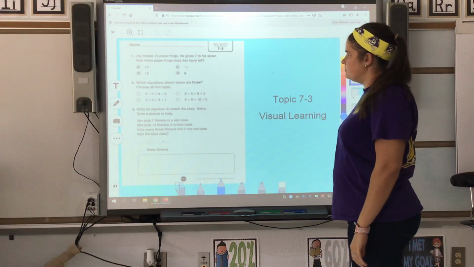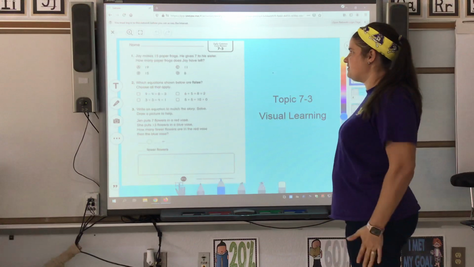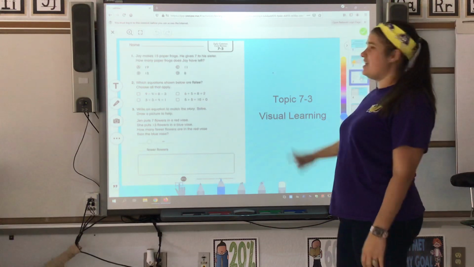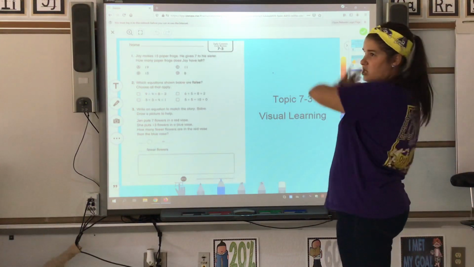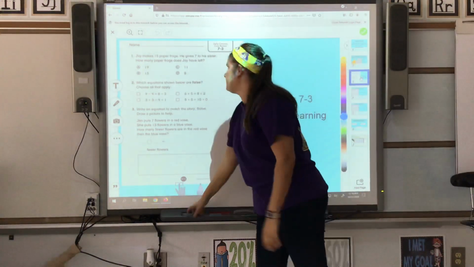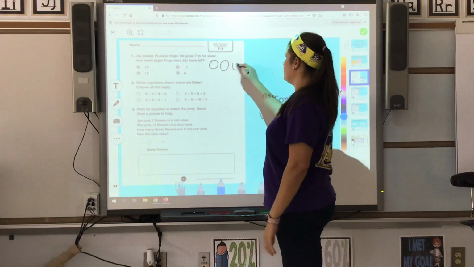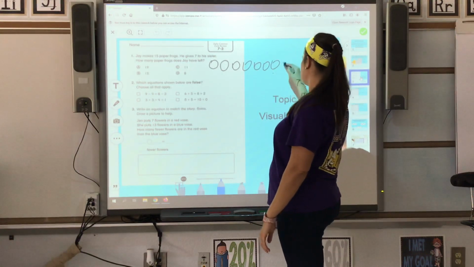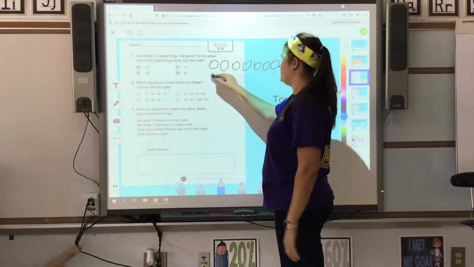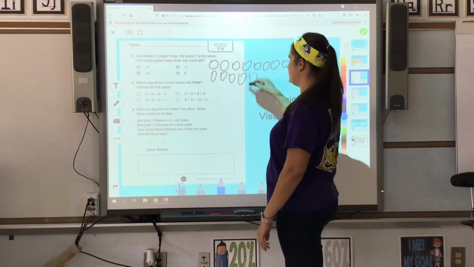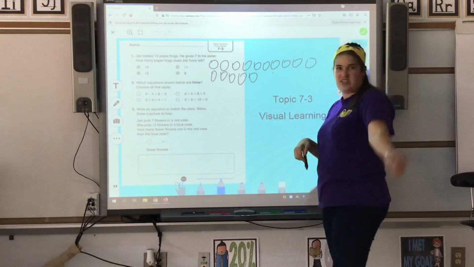Our review. Jay makes 15 paper frogs. He gives 7 to his sister. That means they're gone forever. How many paper frogs does Jay have left? So he made 15. And he gives 7 to his sister.